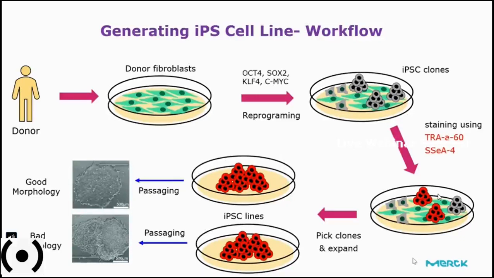You should be very careful that when you are maintaining these iPS cell lines, there should be no cross contamination with the differentiated fibroblast. These all should be undifferentiated pluripotent cells, right? This is the main challenge with generating iPS cell lines.